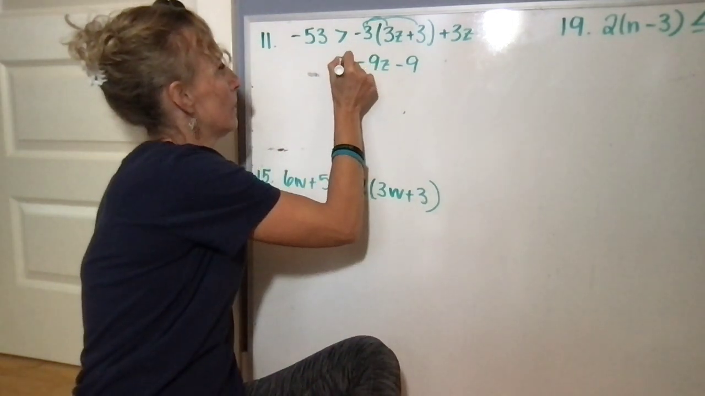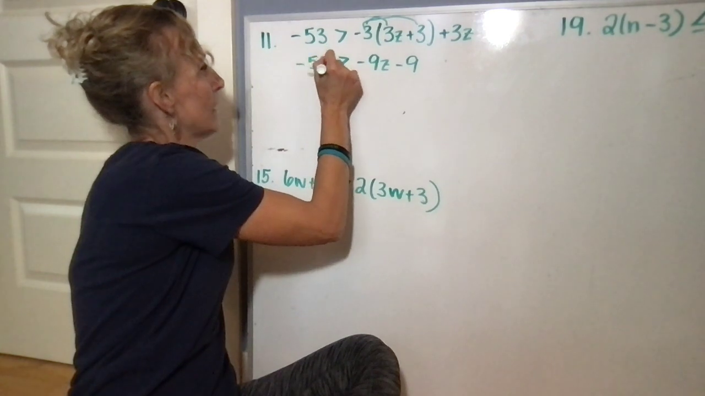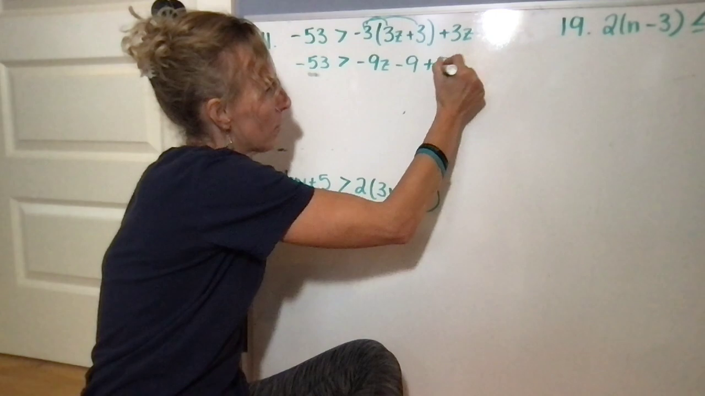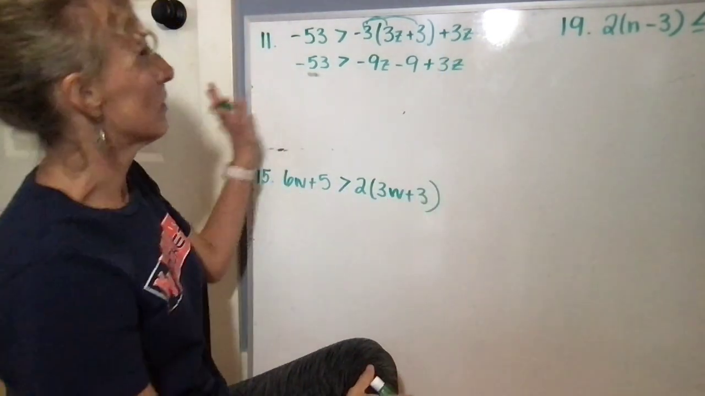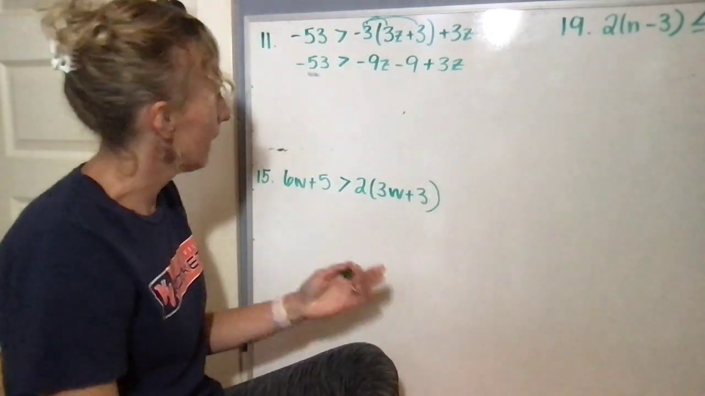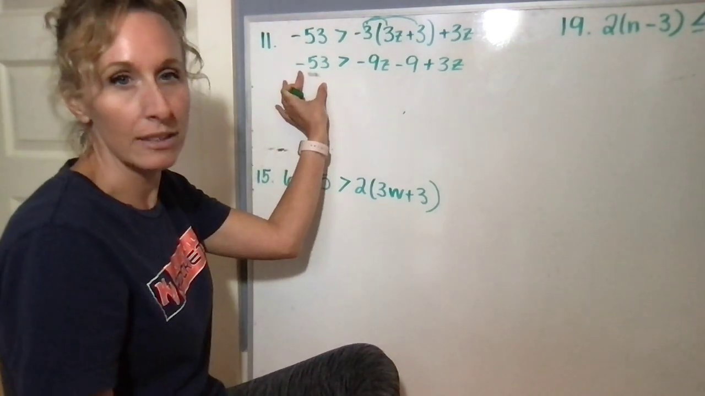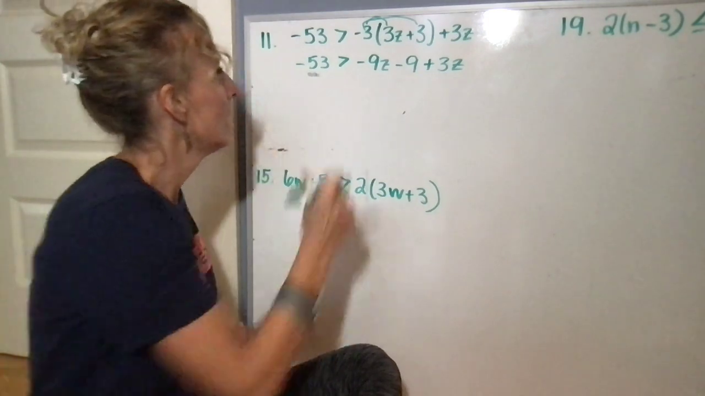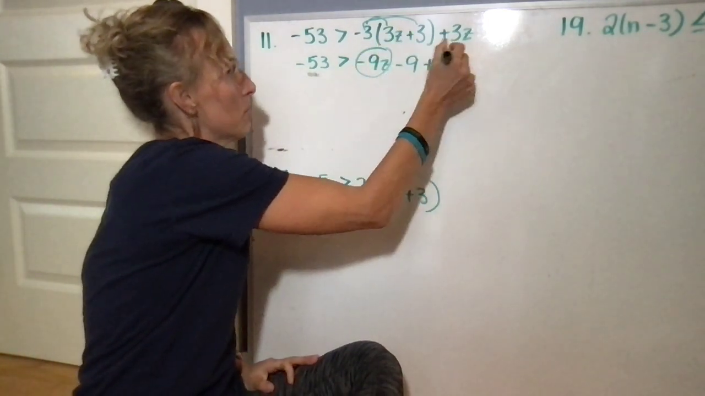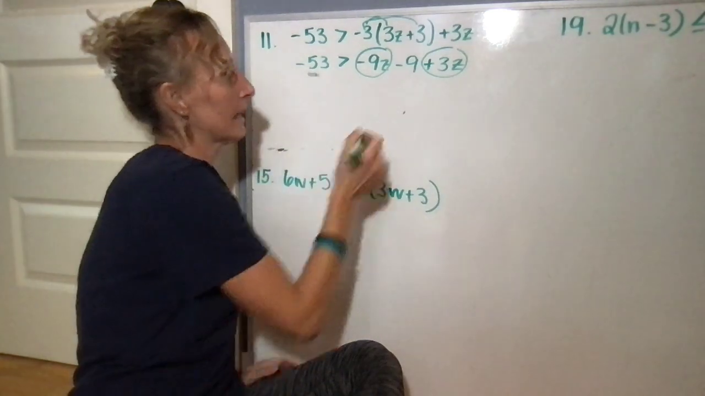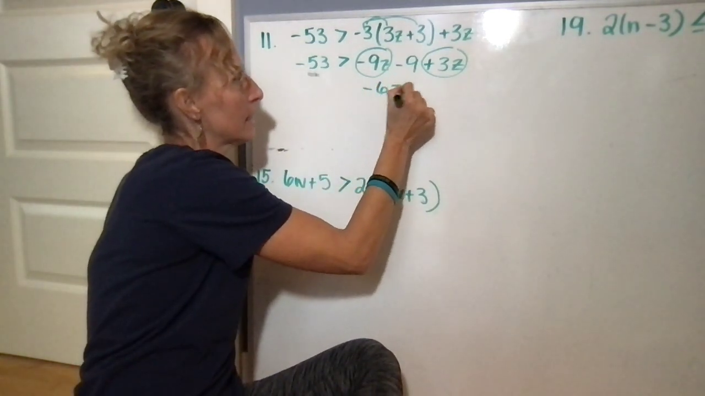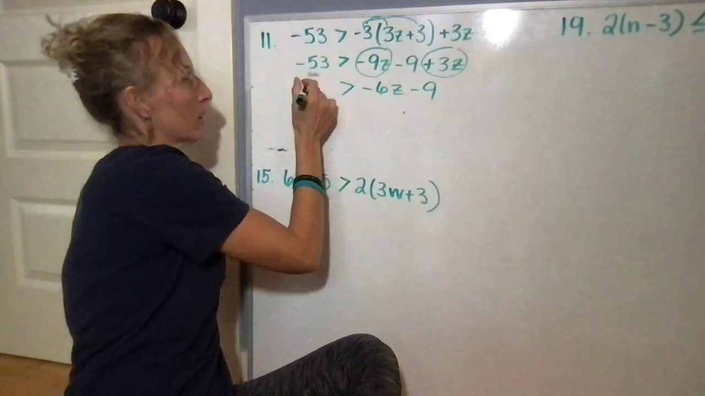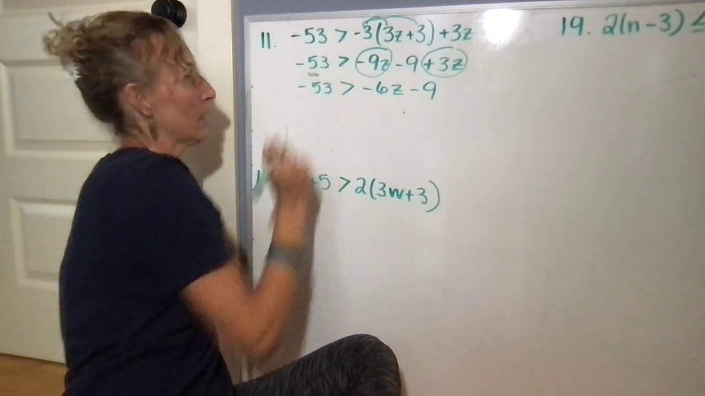Put down your inequality. Write down your negative 53. We haven't done anything with that yet. And then write down our plus 3z here. Okay, so now you take a look at it and you're like, okay, there's nothing on this side to add like terms, but on this side there are two z's, right? So we want to put those together. So negative 9z plus 3z is going to give us negative 6z. Minus 9, put that down. And then we're going to put our inequality and negative 53 here.